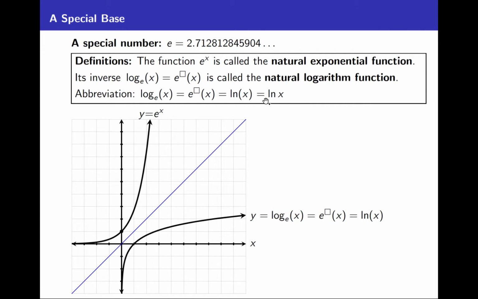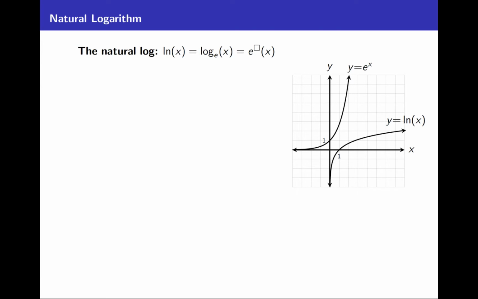Some textbooks will drop the parentheses. They'll write ln of x without parentheses, but I'm going to tend to write the parentheses, so I'll gray this out here. So in summary, we have a natural logarithm function, ln of x, log base e of x, which can also be written as e box of x. And from the previous slide, here's the graph of ln of x and e to the power of x, the natural exponential and logarithm functions.